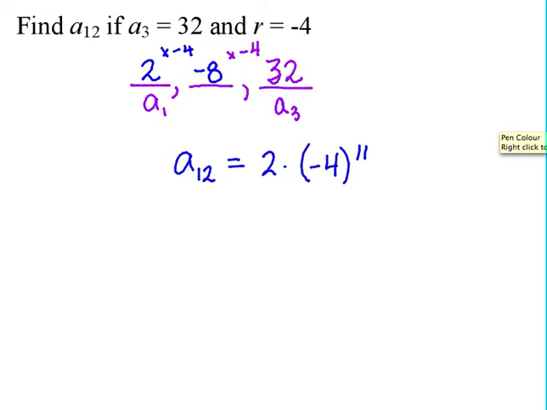Actually, it's a lot smaller. Well, smaller because it's a negative. Yes, you're correct. Good call. Negative 8,388,600.